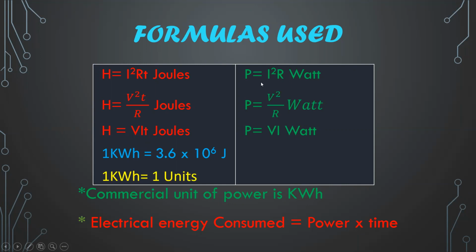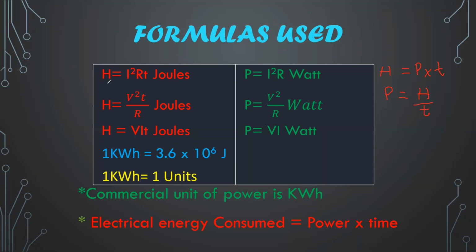Now, power formula. We know that the amount of heat generated is equal to the power consumed in time t. That is, H is equal to P into T. So from this formula, we can find out power. That is, P is equal to H upon T.